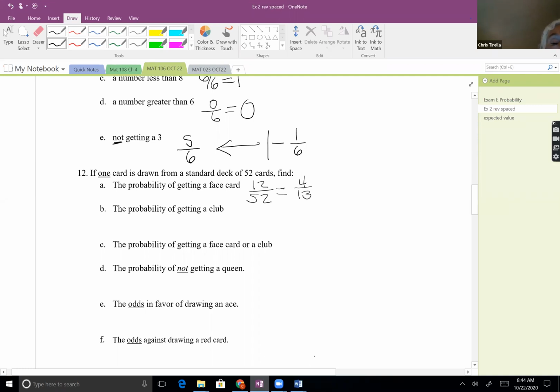The probability of getting a club, looking at that picture, I would count 13 of the 52 cards are clubs. Or looking at that picture, I could see that a quarter of the cards are clubs. Wouldn't the reduce be 3/13? Yes, instead it would. Thank you for catching me.